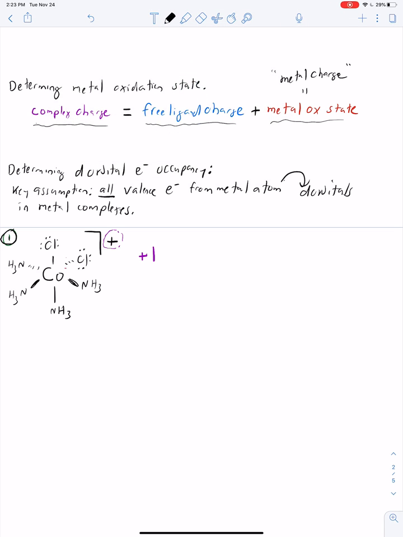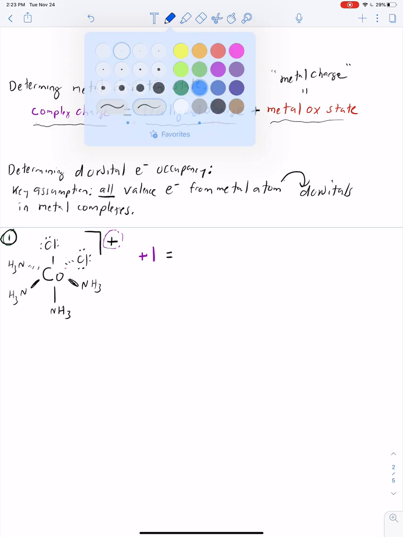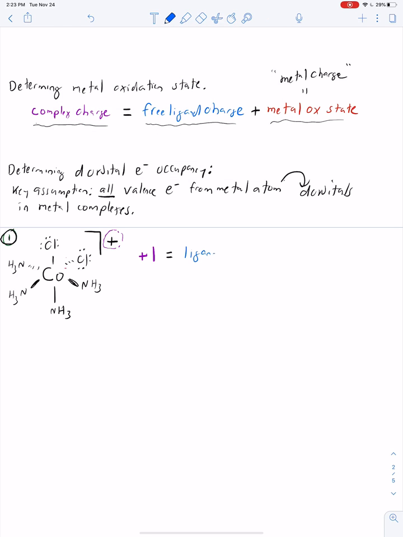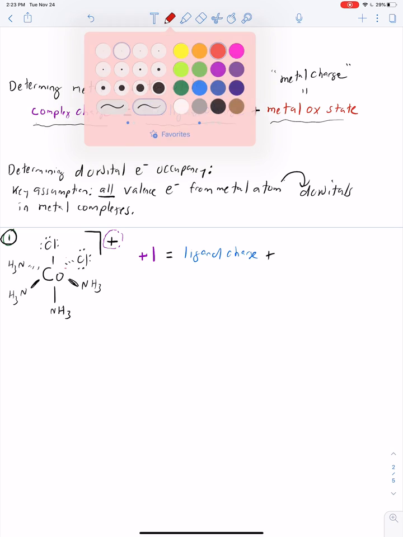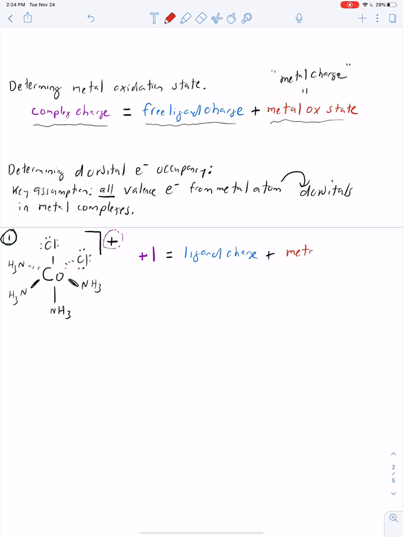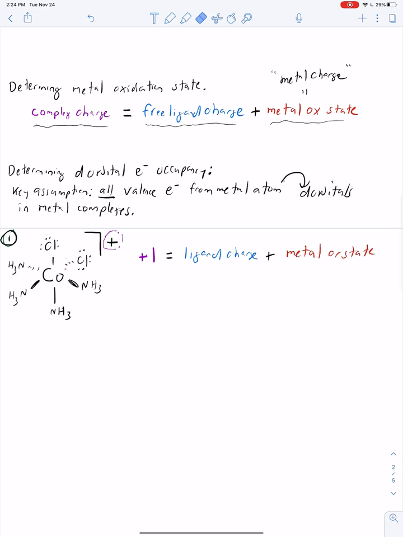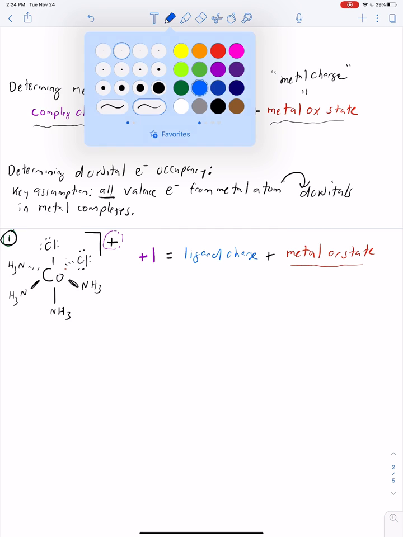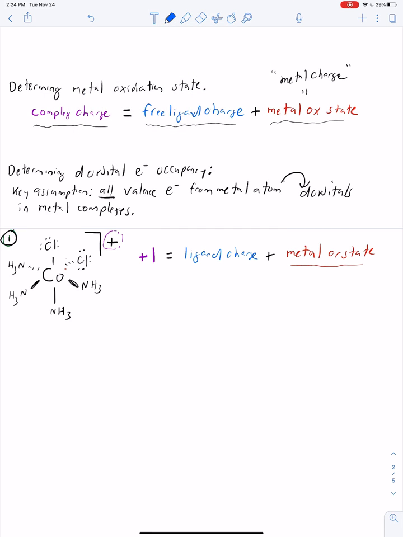And so if we want to think about the ligands, the ligand charge, I am going to rewrite this because I think it's helpful the first time. Right, so metal oxidation state, this one is what we're trying to figure out. So the thing we need to evaluate is the ligand charge. How do we think about ligand charge?